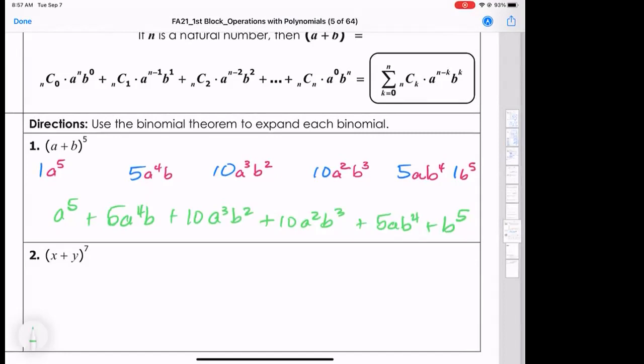And then when you write the final answer, you just add the like terms. Well, when we're expanding using Pascal's triangle, you're not gonna have like terms because your expansion does that for you. So that's just the answer. This is it. Okay. That's it.